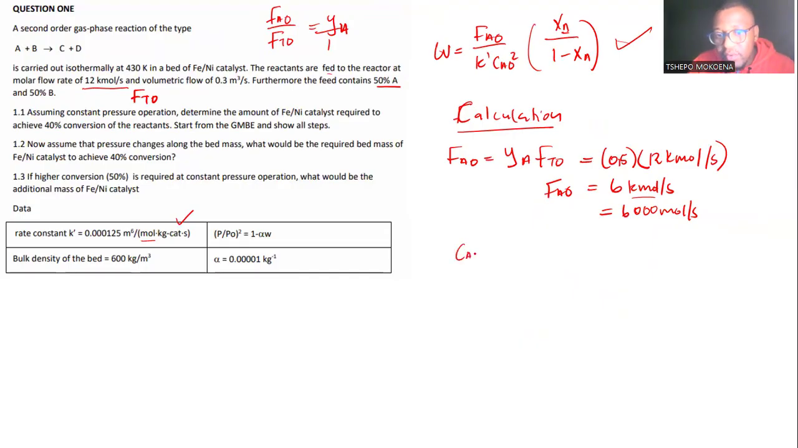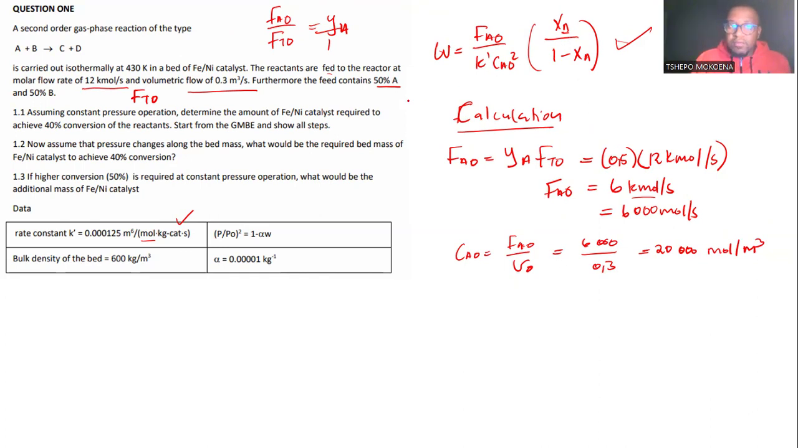So now the concentration of A is going to be FAO divided by the volumetric flow rate. So we have 6,000 over there. Now let's have a look at the units of our volumetric flow rate. There it is. It is given to be 0.3, so this will be 0.3 meter cube per second. So we are sorted. Let's divide that. We're going to say 6,000 divided by 0.3. That will give us 20,000. This will give us 20,000 what? Moles per cubic meter. That's our concentration. We are sorted for this.